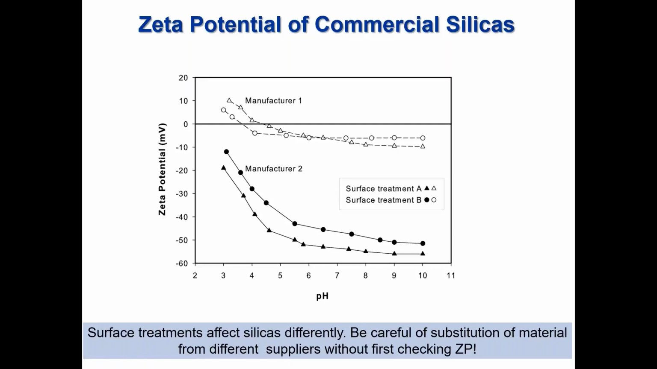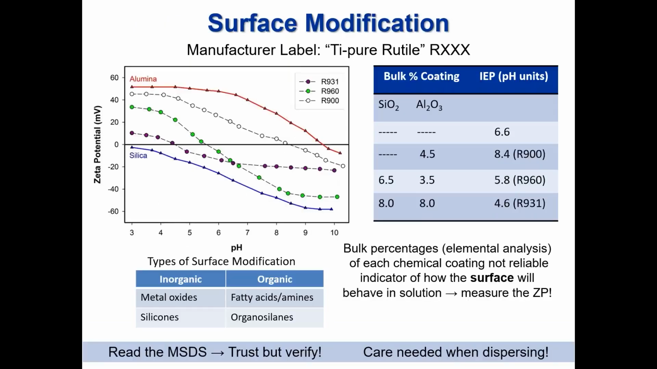So let's look a little bit closer at surface modification. Many materials have special coatings to allow for better wetting, dispersibility, and processing in different media: water, oils, solvents, and even polymer melts. And we just show here the type of modifications you can find for titanium dioxide. But note, it's not always obvious from the packaging. Here, I'm showing examples of a rutile titanium dioxide labeled as Ti-Pure rutile, coated, from the MSDS, with different ratios of silica to alumina. But let's look at R900 here, this one here.